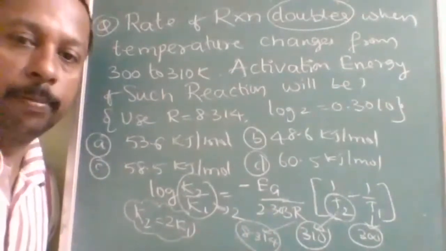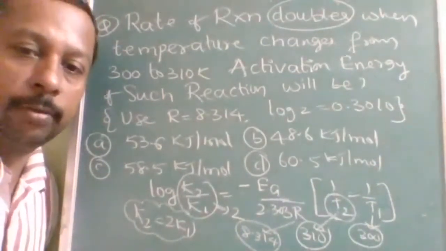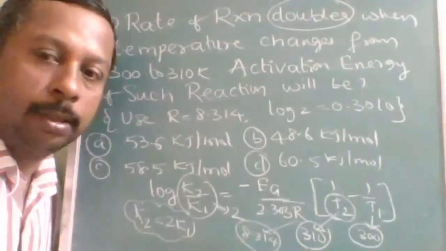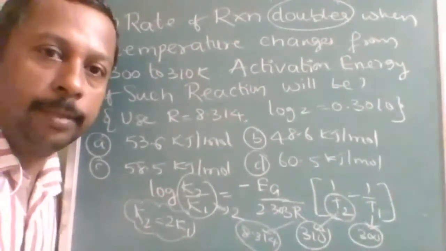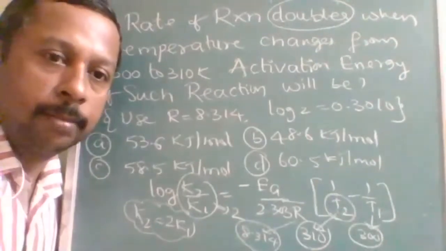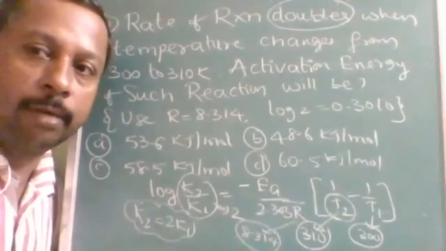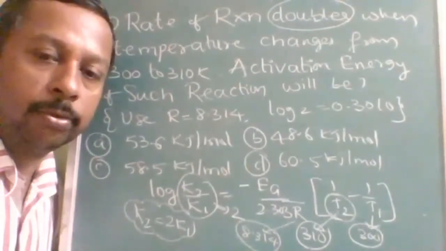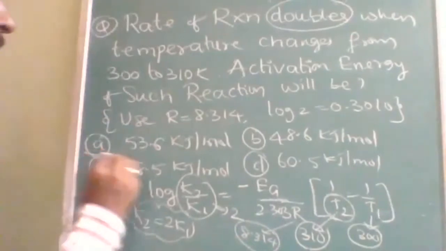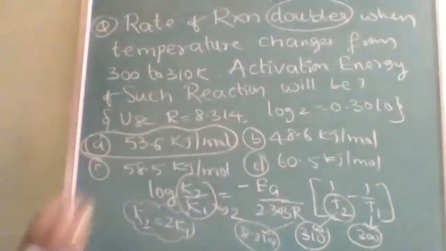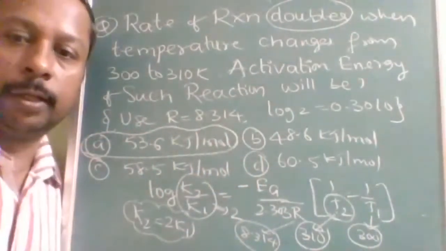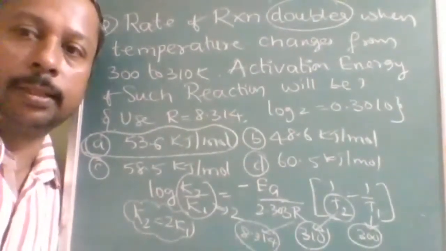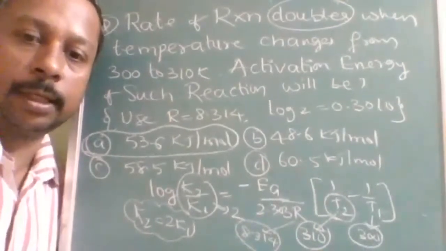But the main problem is that when you use R value as 8.314, you are going to get the answer in joules. But the final answer must be in kilojoules. So you can divide it by 1000 to convert back into kilojoules. If you substitute all values and simplify, you will get 53.60. What is the answer? 53.60, option A. Option A, 53.60, is the correct answer.